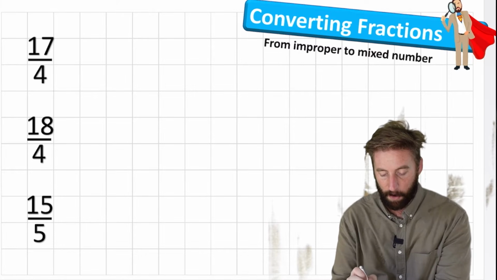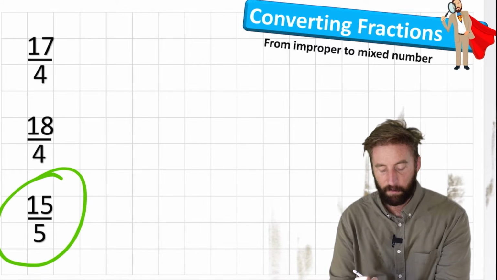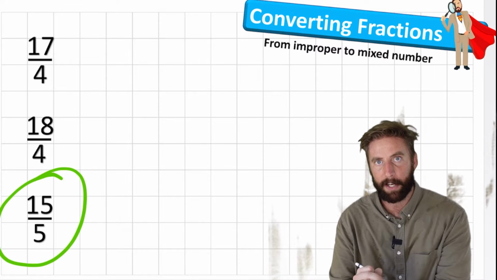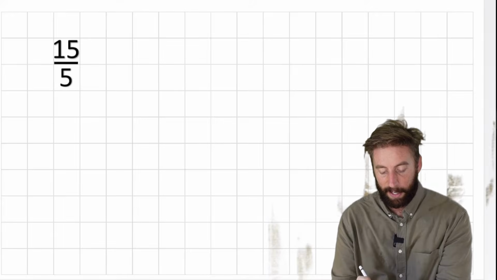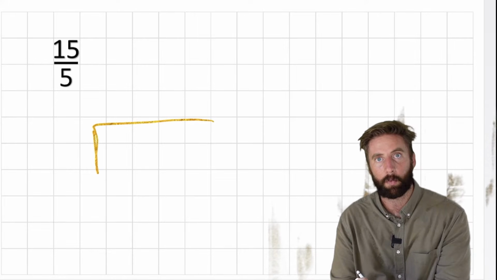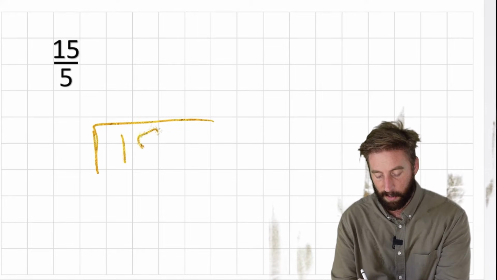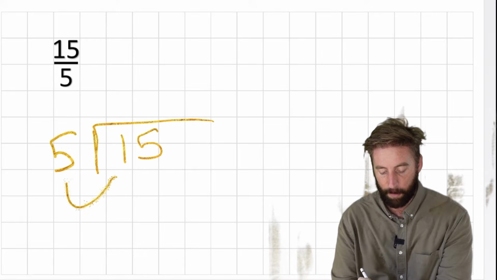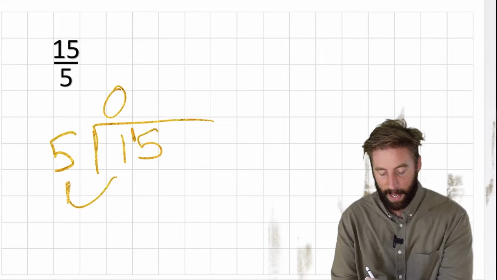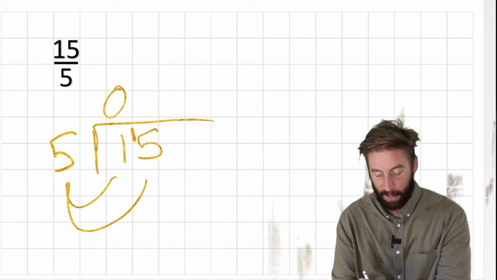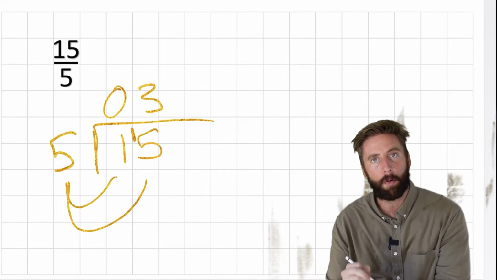Let's have a look at our final question. 15 fifths. And this one's a little bit different. So let's have a look. So we have 15 fifths like this. And again, I can just use my bus stop method to work out the division. 15 inside, 5 on the outside. How many 5s are there in 1? 0. Roll the 1 across. How many 5s are there in 15? 3. Now we have no remainders this time.